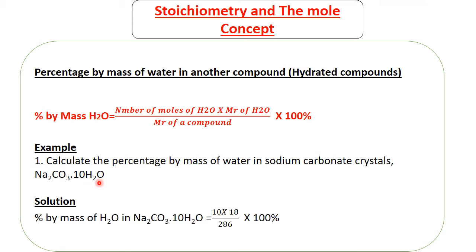So the solution is simple. Percentage by mass of water in sodium carbonate is 10 times 18, since there are 10 moles of water and the relative molecular mass of water is 18, over the entire compound: 2 times 23 plus 12, which is carbon, plus 3 times 16, which is oxygen, plus 10 times 18, which comes from water. So we have 286, and on top 10 times 18, times 100%, we are going to get 62.9%.